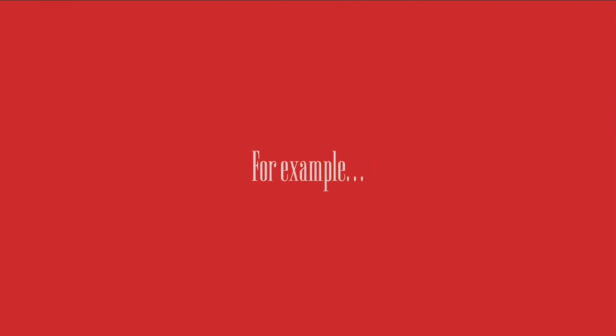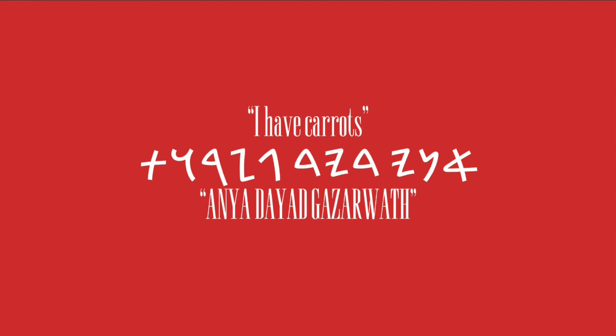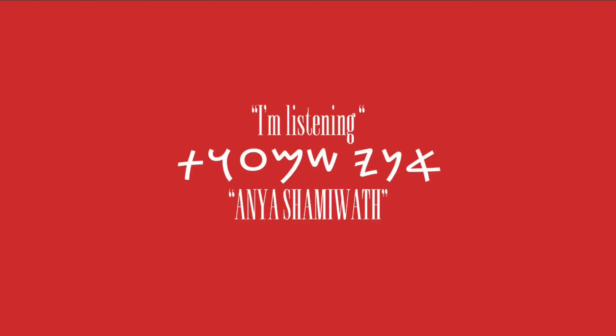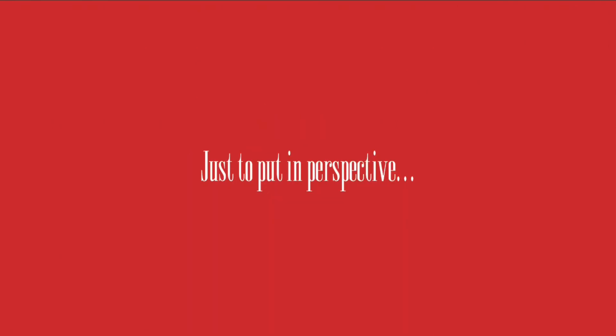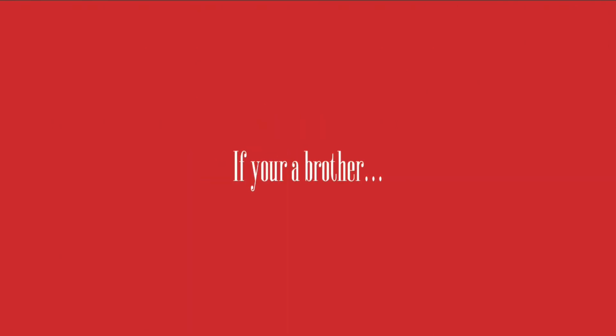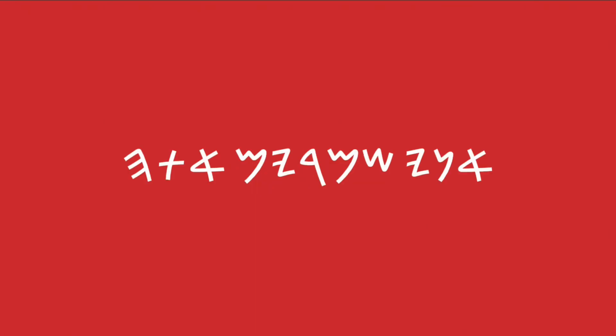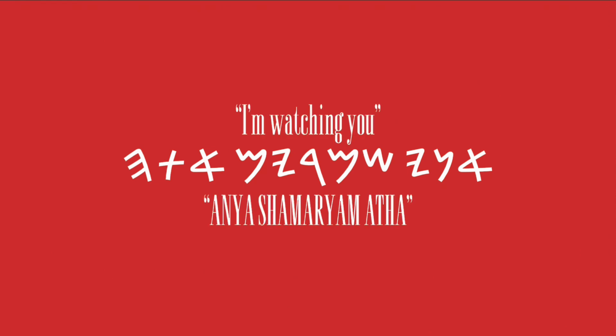Now, I understand this might be a little confusing, but I will be using an example. For this example, I'm going to use the feminine version because I am a sister. So for an example, I can say Anya Dayad Gazar Wath, I have carrots. Or I could say Anya Shamai Wath, which means I'm listening. And just to put it in perspective, if you're a brother, you can say Anya Shamar Yam Atha, which is a little weird because it translates to I'm watching you, but you get the point.